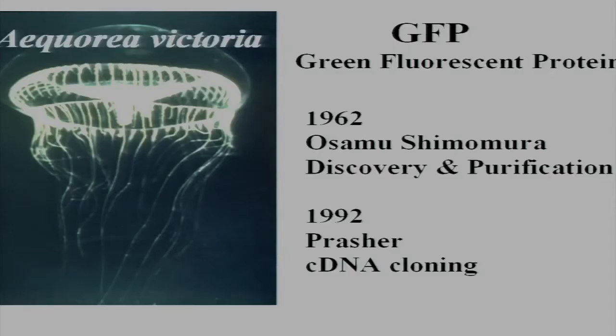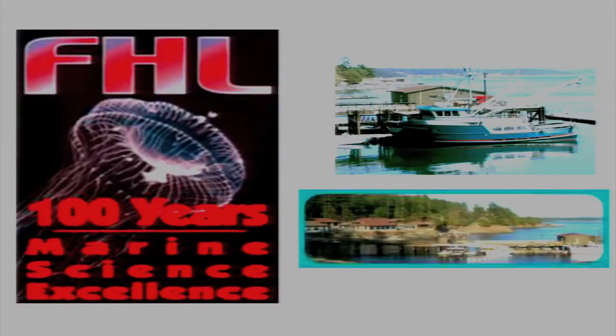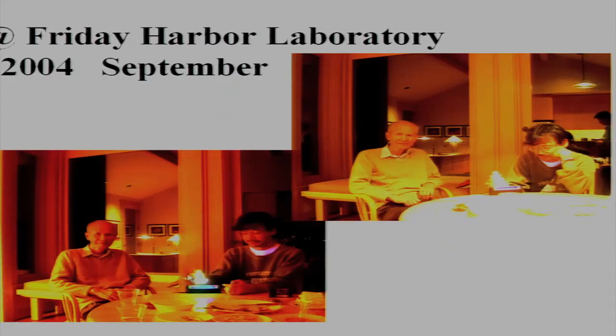As you know, Dr. Osamu Shimomura in 1962 discovered and purified GFP from the light-emitting organ of jellyfish, and almost 30 years later, in 1992, its cDNA was cloned. Dr. Shimomura collected a huge number of jellyfish at the Friday Harbor Laboratory in Washington State, near Seattle. The bottle which I held contained GFP purified by him from 200,000 jellyfish. A very precious protein sample.